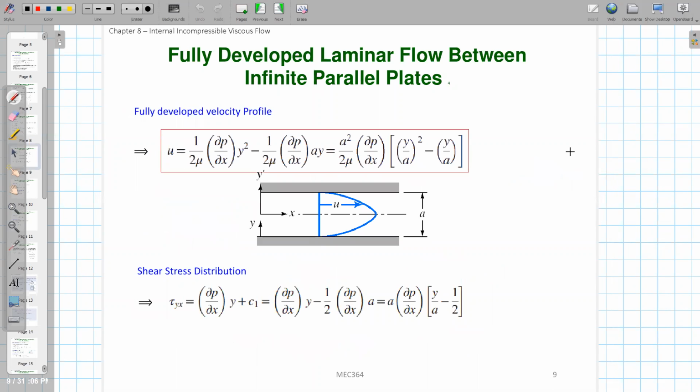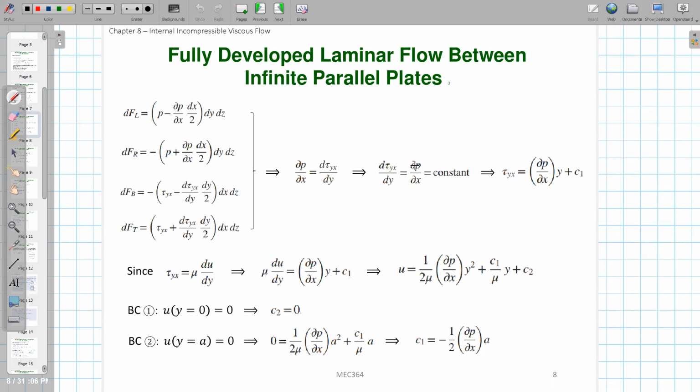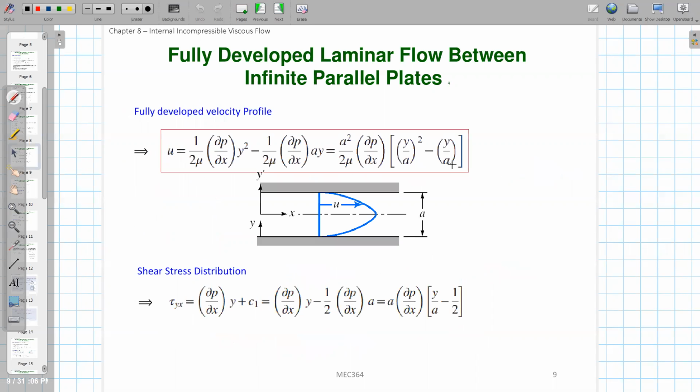This partial p, partial x is inside the solution. Because we proved that in this case partial p, partial x is actually a constant value. We also mentioned that if both plates are stationary, you really need to apply some external pressure drop to force the flow. So usually, if both plates are stationary, this value should be known.